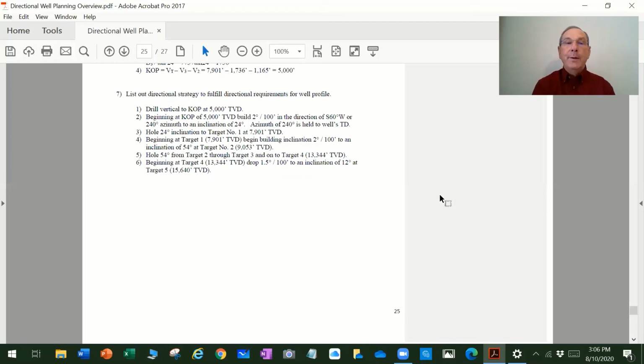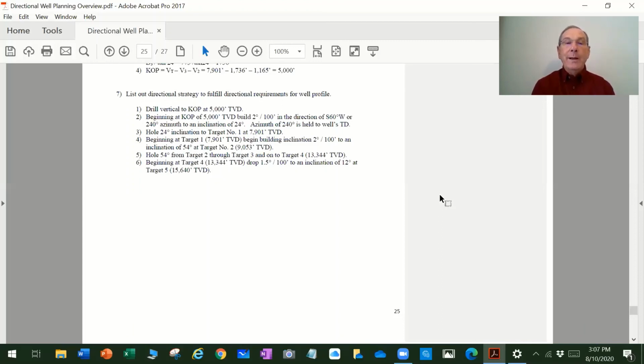So we're going to build 2-degree build rate from 0 to 24 degrees in the direction of a 240-degree azimuth. That azimuth of 240 degrees is held to the well's TD. There's no changes needed in azimuth at all.